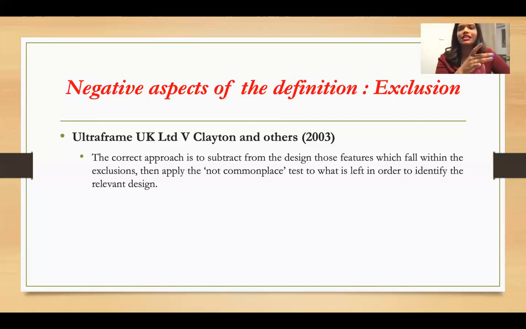This is what the case of Ultraframe has explained to us. When you have an article or a product that has an exclusion in it, it doesn't mean that the whole product cannot be under unregistered design rights anymore.